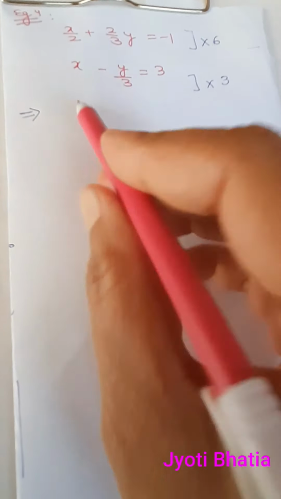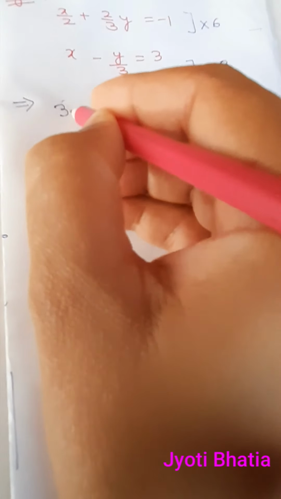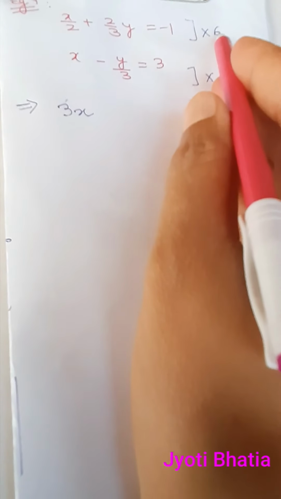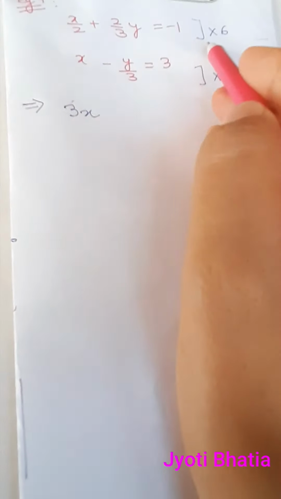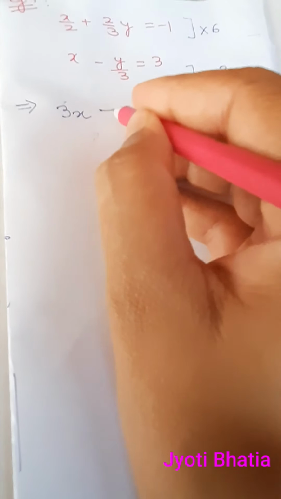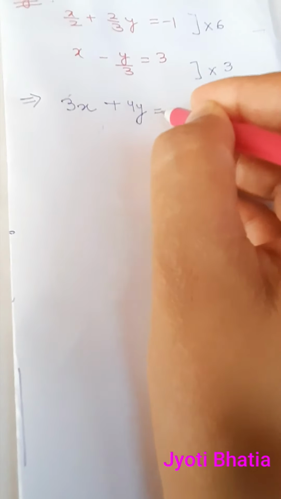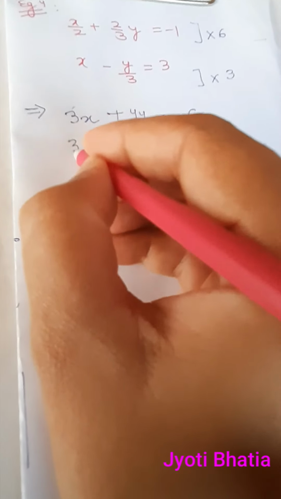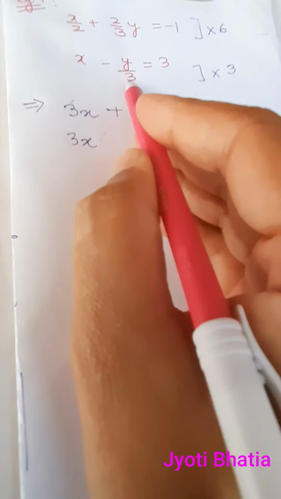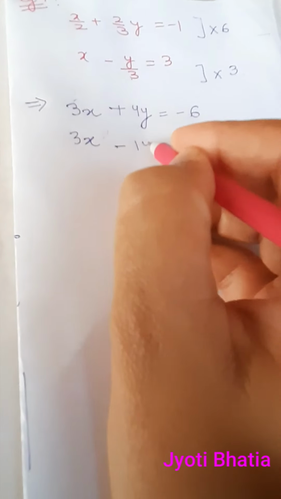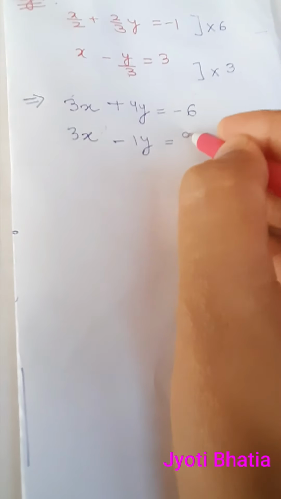Beta, 6 and 2, 3 will be left with you. So this will be 3x. Now this 3 and 6 when you multiply, 3 ones are 3, this will be 2. 2 into 2 gives you 4. So plus 4y and minus 1 into 6 gives you minus 6. Multiplying by 3 you have 3x. This 3 and 3 will get cancelled. So minus 1y and 3 into 3 gives you 9.